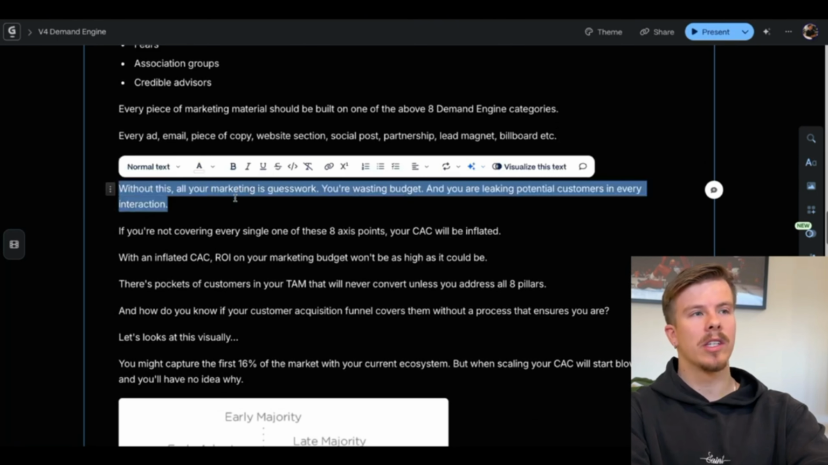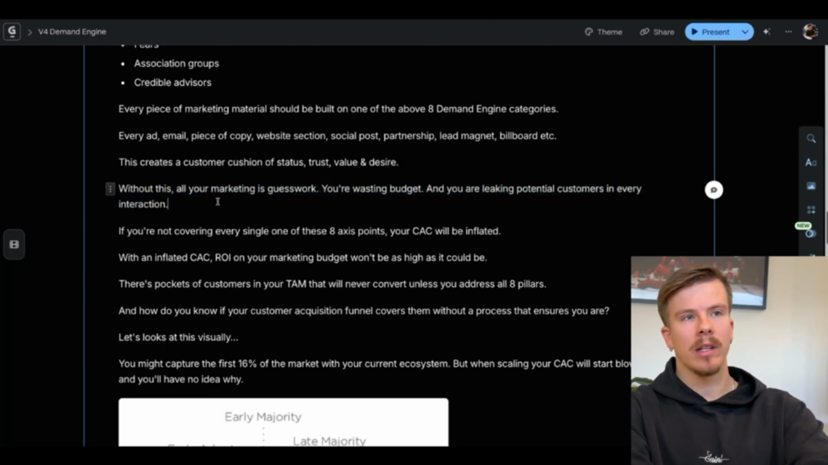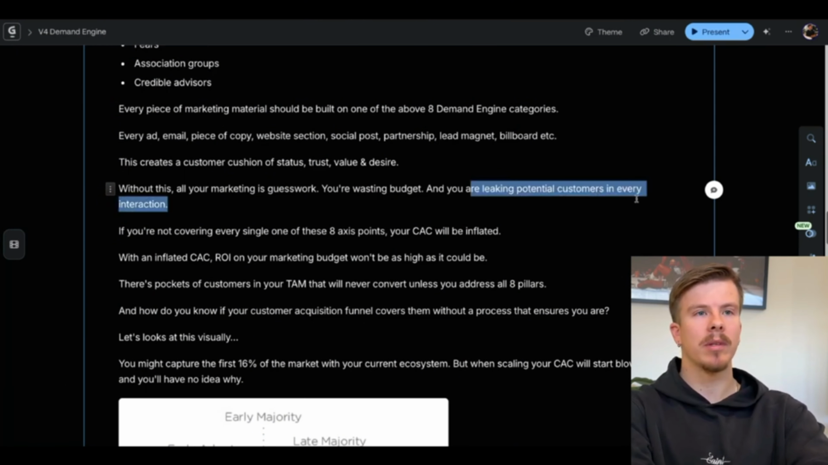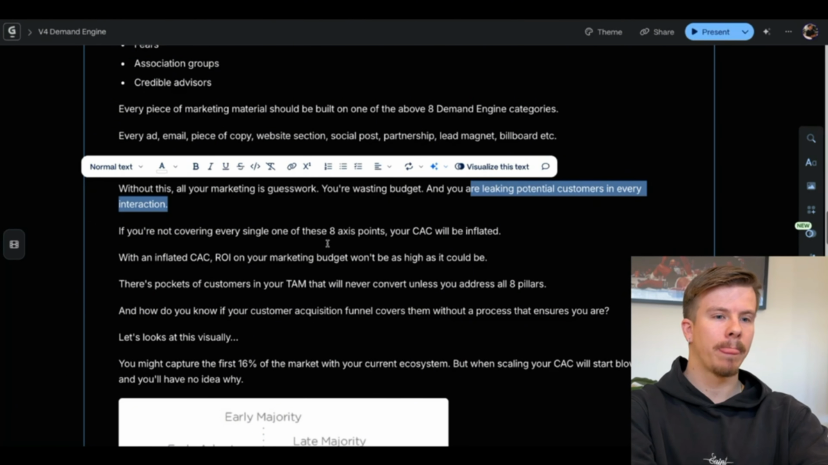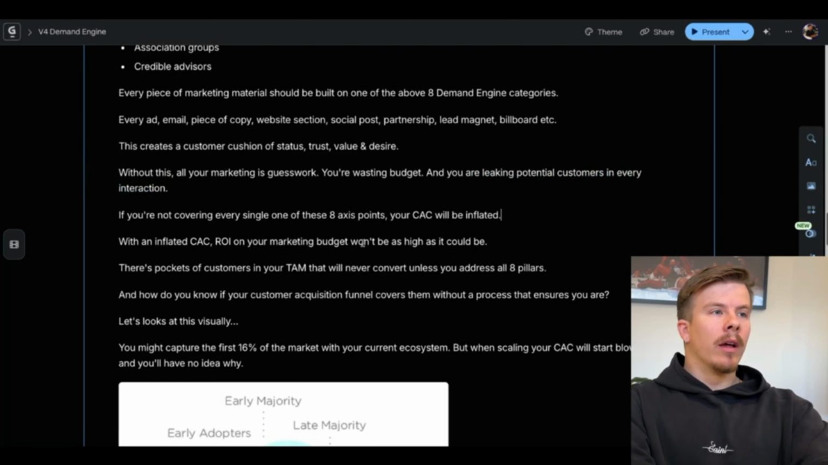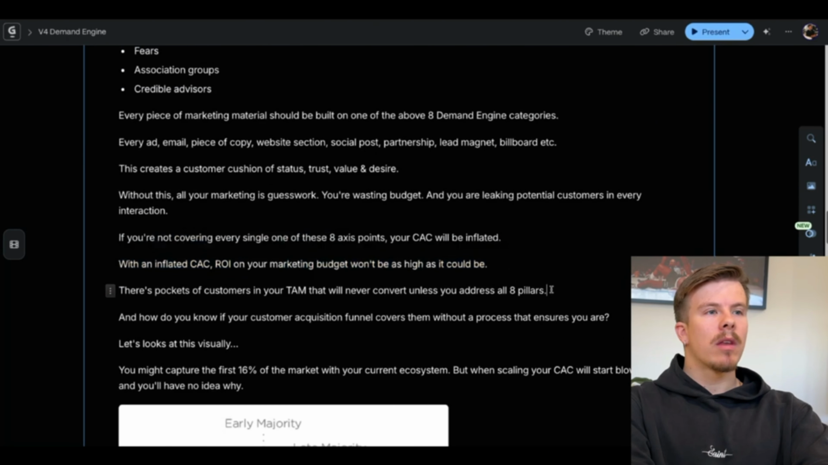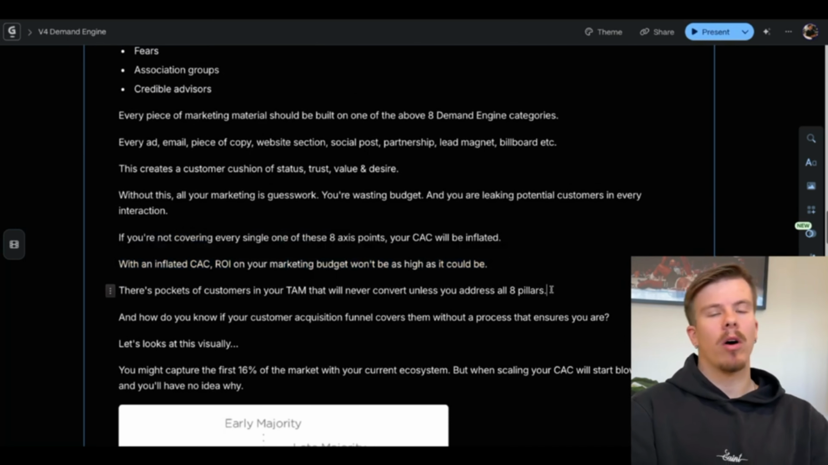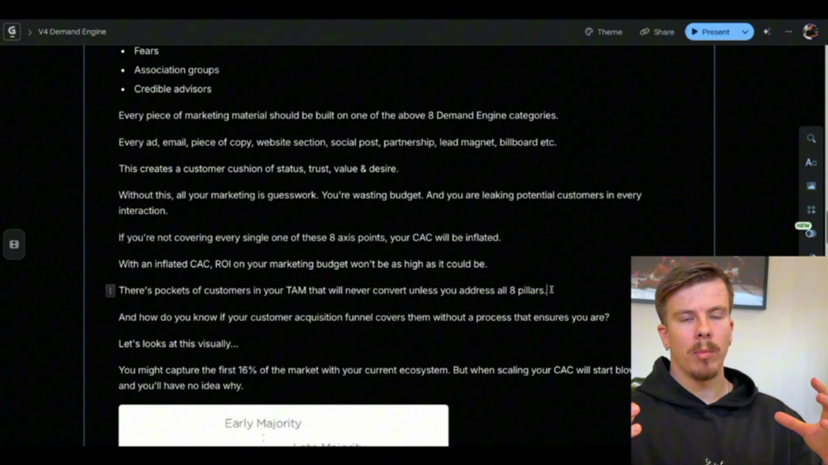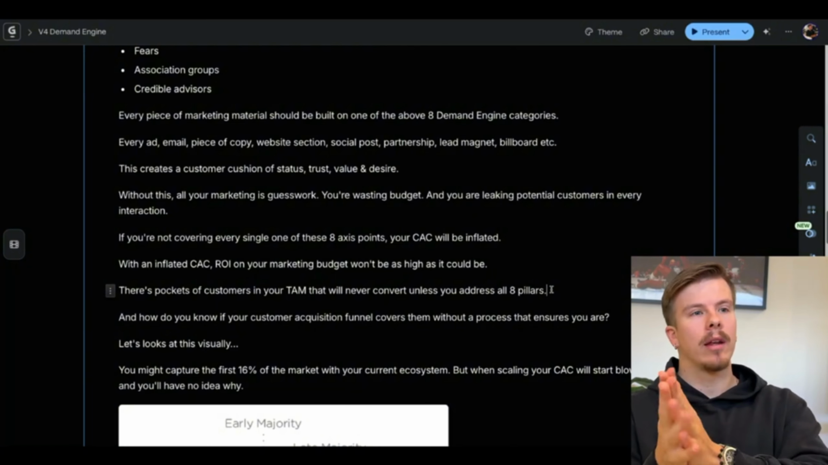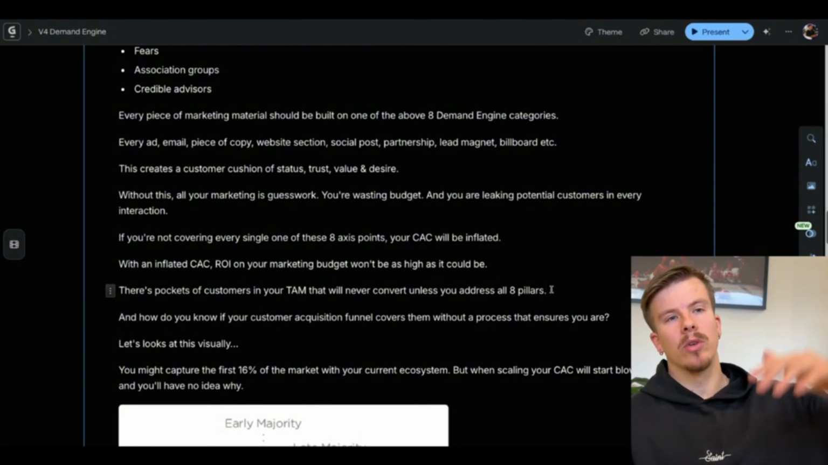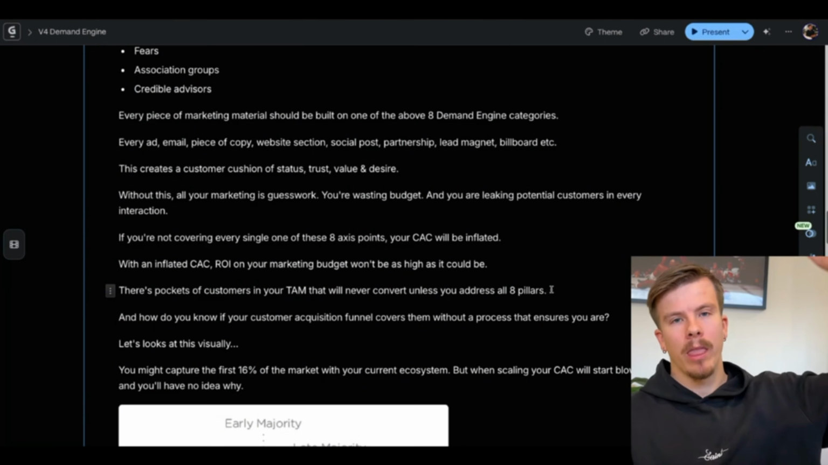Without this system, all your marketing is guesswork. You don't know which creatives to run, how to bring it to life. Is the message you're putting out into the market efficient and working? And if you don't have it, you're leaking potential customers in every interaction. So CAC's inflated, we understand that now. And the reason that's important is there are pockets in your TAM, which is your total addressable market of the niche and industry that you operate in, that will never convert unless you address all 8 pillars.